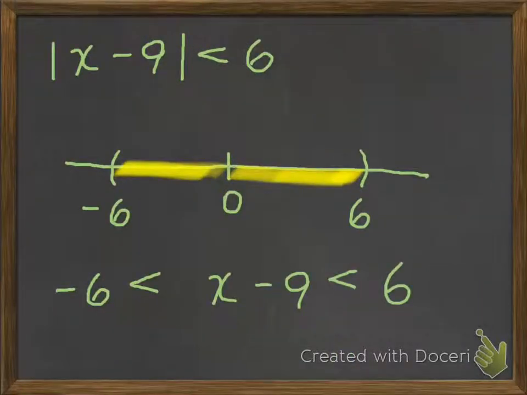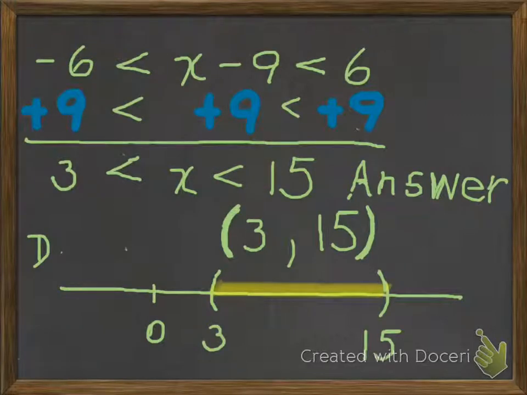Now, if we translate that same yellow shaded region into an inequality, we get the equation below. x minus 9 is less than 6 and greater than minus 6. That represents that yellow shaded region. So now that we have our expression set up properly, we translated the absolute value inequality as x minus 9 is less than 6 and greater than minus 6, we can now solve it.